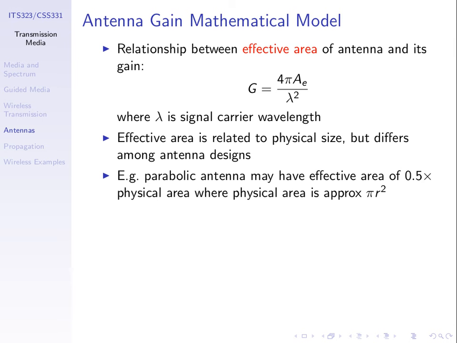In an exam, I may say, assume the effective area is 0.5 times the physical area. But I'd need to tell you that. So it may differ on different antennas. We may use that in an example shortly. So if we know the physical area, we can often determine the effective area. And then from that, if we know the signal frequency, we can determine the gain of that antenna. And that's useful to know in our subsequent analysis. We will do a couple of calculations with that towards the end today.